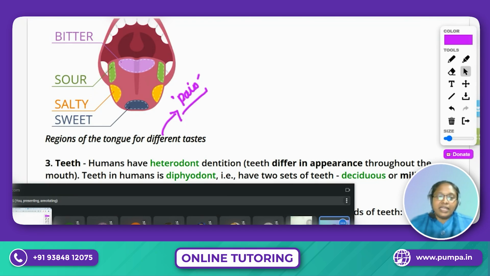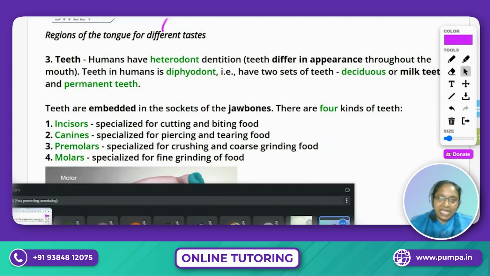Okay, children, next we are going to discuss the teeth. Humans have heterodont teeth, which means they have different types. Hetero means different. We will see what the different types of teeth are.